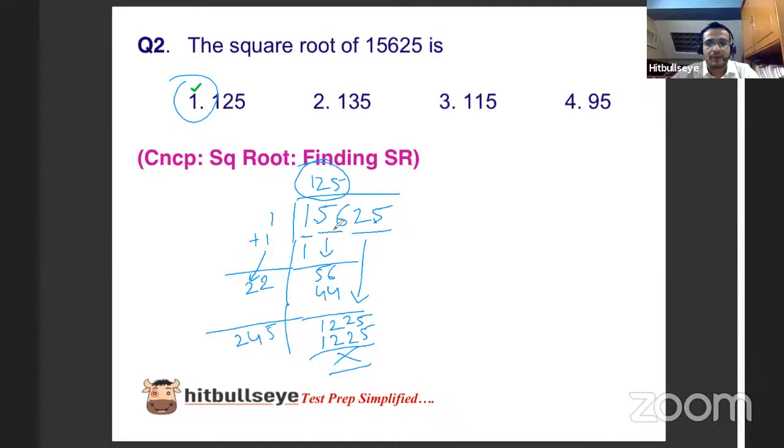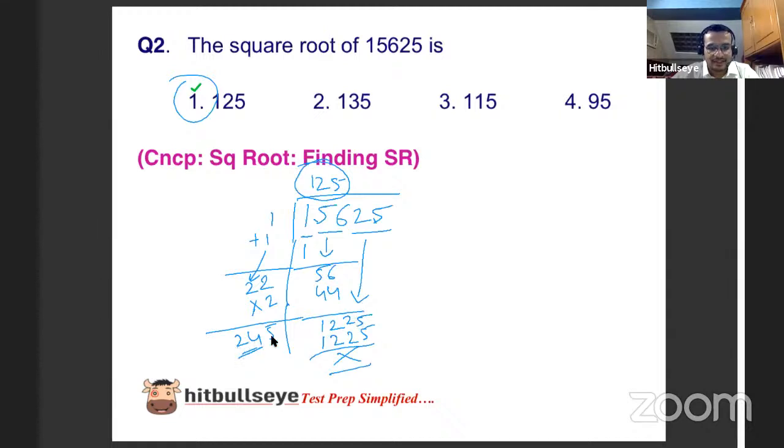Okay. Now I bring the next pair down, which is 56. Now I have to see what is the next number I should write down such that this number is divisible. So 2, can I write down 3 here? No. 3 into 6 is going to be higher than 56, right? So I have to take 2 only. So 2 into 2, multiplying it by itself. So 22 twos are 44, right? So the difference I'm getting here is 12. I add the same number to it. 2 plus 2 is 4. I get 24 here.